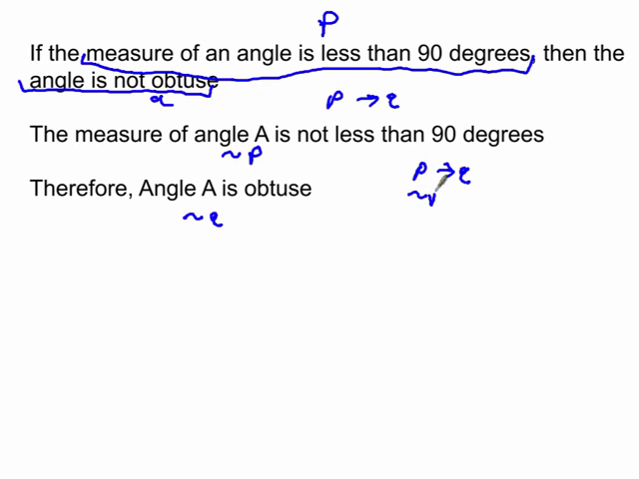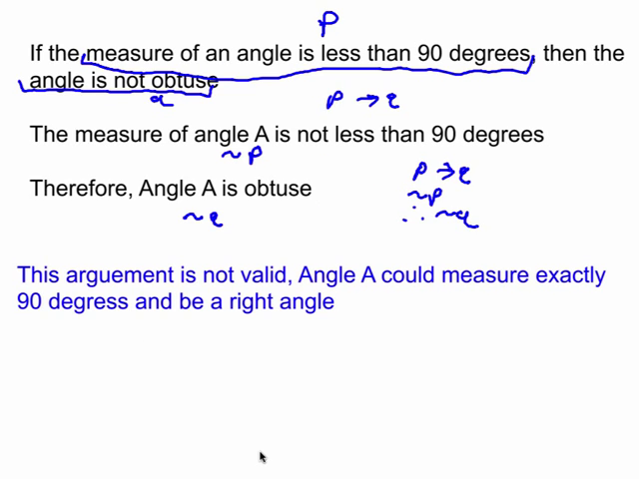Not P. Therefore, not Q. Well, let's think back to when we talked about our conditional statements. We discussed, this is the inverse, and we discussed that sometimes the original statement can be true, but the inverse isn't necessarily true. Can we think of an angle that is not less than 90 degrees, but is also not obtuse? Well, of course we can.